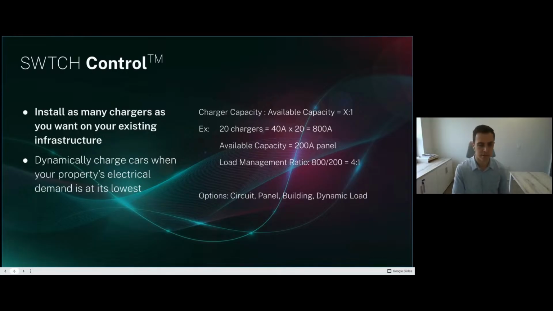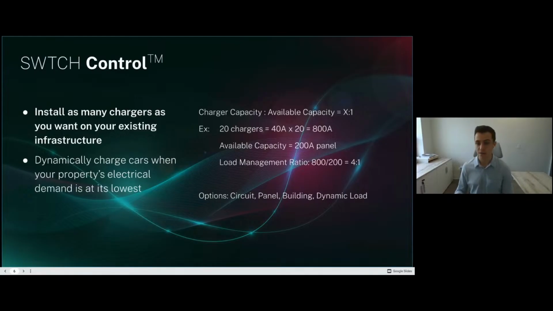But for this example, in today's conversation, I'm going to be referring to 40 amp chargers. Let's say we want 20 of them. That means we need to plan for 800 amps of connected load. But that doesn't necessarily mean we need capacity for 800 amps because of the diversity factor. And what I mean by diversity factor is that not every vehicle is going to be charging at the same time, as well as not every person in the building has the same behavior around plugging in their vehicle.